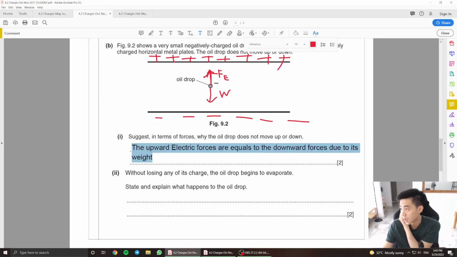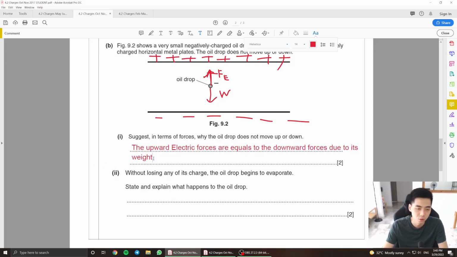And this is how you're supposed to say it. Obviously, there is no resultant force, right? Without losing any of its charge, the oil droplet begins to evaporate. So if it begins to evaporate, it means the weight is starting to decrease, right? So if this starts decreasing, obviously there will be a resultant force upwards.